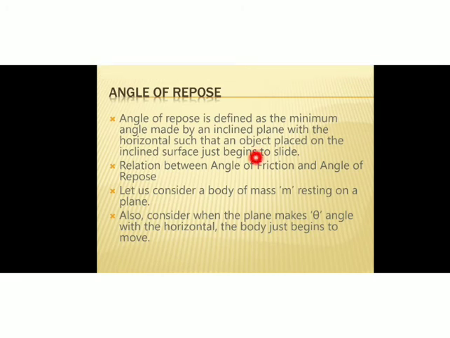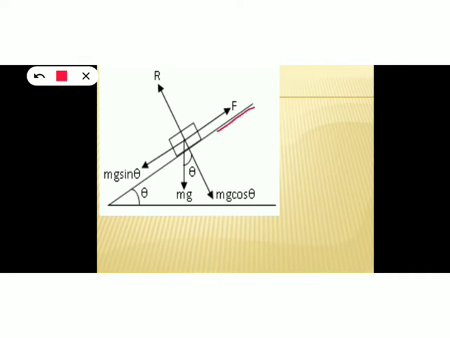Next, what is angle of repose? Angle of repose is defined as the minimum angle made by an inclined plane with the horizontal such that an object placed on the inclined surface just begins to slide. Consider an inclined surface as shown in the figure. When an object is placed on the inclined surface, what happens? Initially, if the angle of inclination is less, it is not necessary that the object starts to move through the surface. Now gradually increase the angle of inclination.